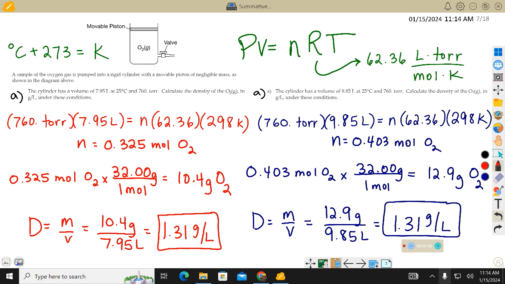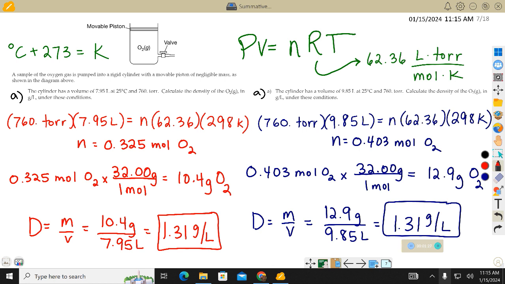So in both cases, we've got the pressure, we've got the volume. We're going to solve for moles. The pressure was given in torr, so we'll use the version of the gas constant R in torr. And then I've got temperature in Celsius, which needs to switch to Kelvin. All units need to match the units on the gas constant R. So we want liter, torr, mole, and Kelvin.